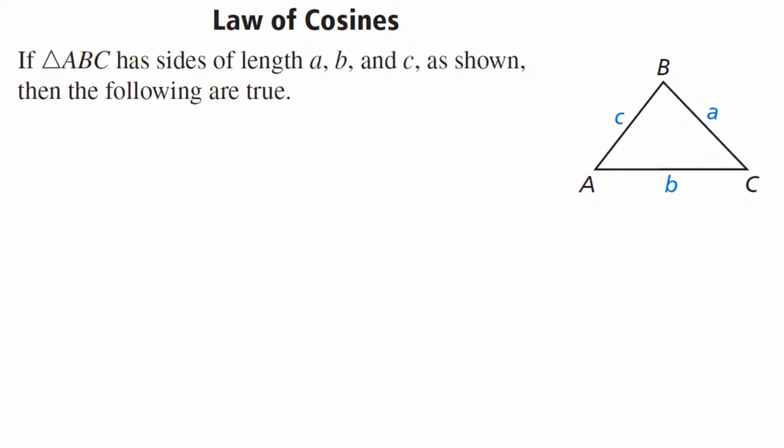Now again, angle C is not a right angle. Side C is not a hypotenuse. This is just a generic arbitrary triangle.